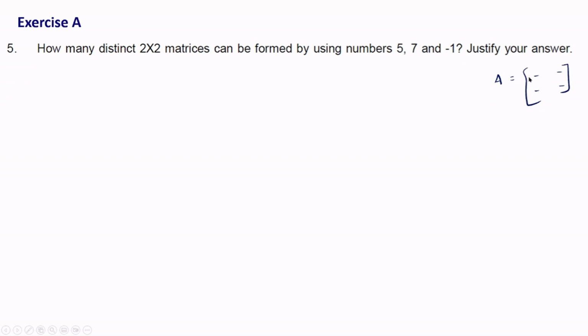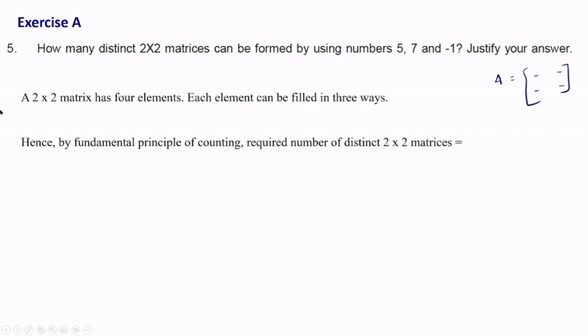So the total number of ways will be 3 into 3 into 3 into 3, which is 3 raised to 4, by fundamental principle of counting. So here a 2 by 2 matrix has 4 elements. Each element can be filled in 3 ways. So by fundamental principle of counting, the required number of distinct 2 by 2 matrices is equal to 3 raised to 4, which is 81. So 81 matrices can be formed.